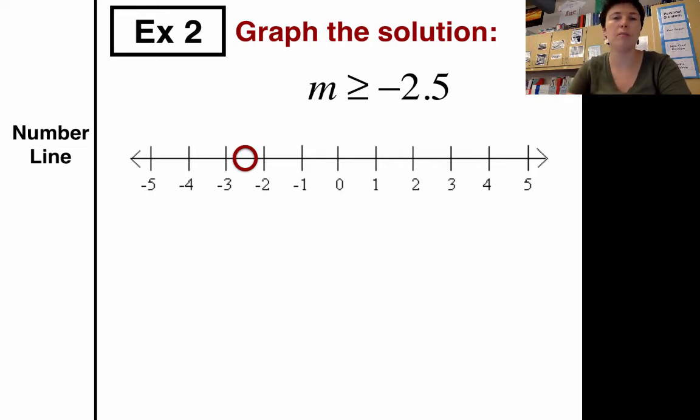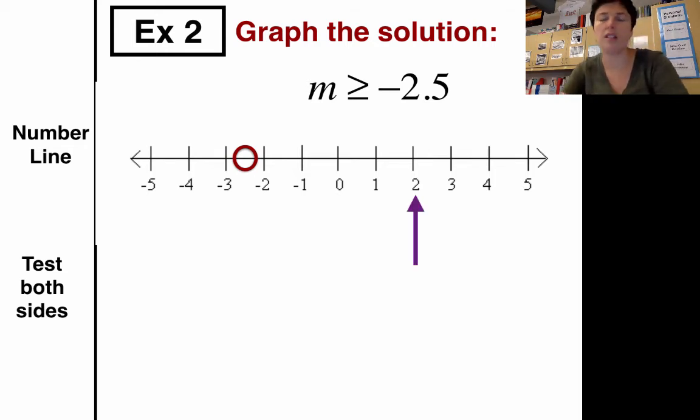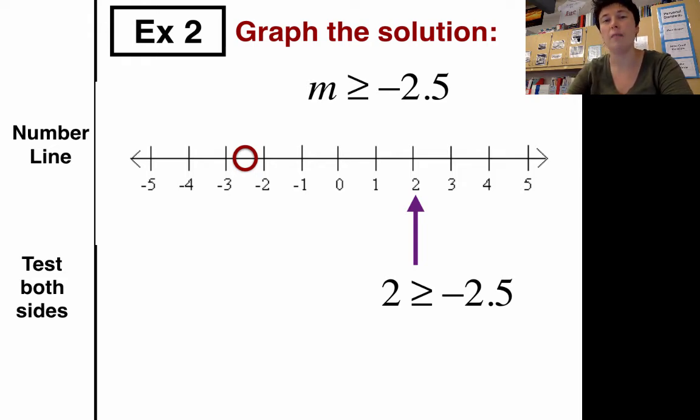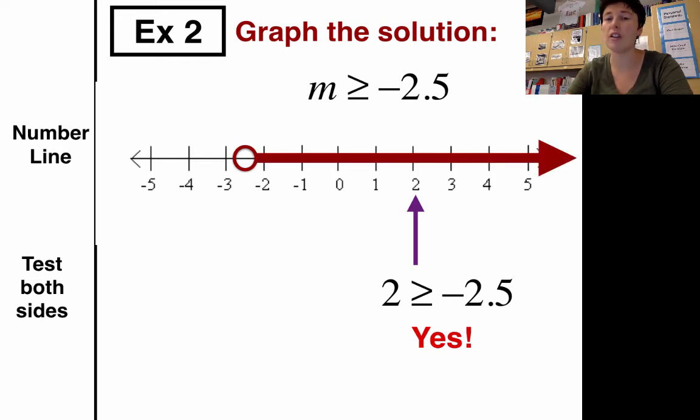So I'm going to pick 2 completely random, made-up points. Doesn't matter to me which ones. I'm going to test 2. Seems like an easy number. I'm going to think about 2: is it greater than or equal to -2.5? Is 2 greater than -2.5? Yes, it is. It's definitely greater. So that one passes. So we already know, hey, shade to the right. That's the side that passed.